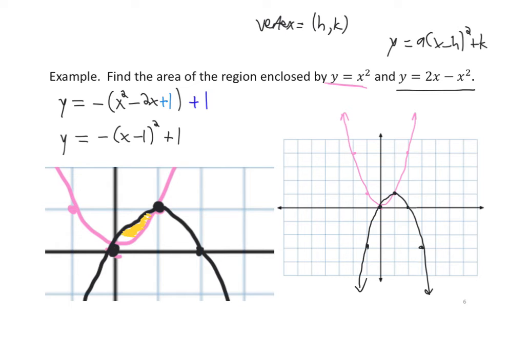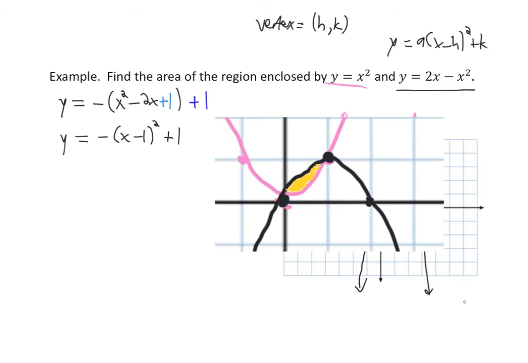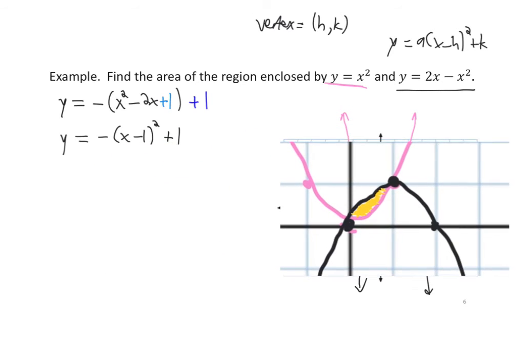It's usually pretty hard to tell just by looking at equations which one is going to be the top function, which one's going to be the bottom function. This is why the graph is always so helpful. So I'm going to move this helpful graph over here. We should notice from looking at the graph, even though they didn't tell us the bounds of integration, we can see that the area is going to start at x equals 0 and end at x equals 1.